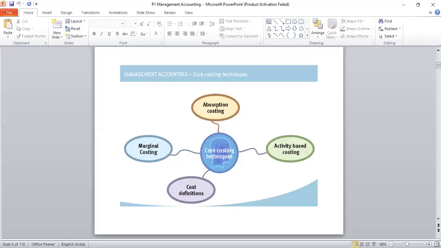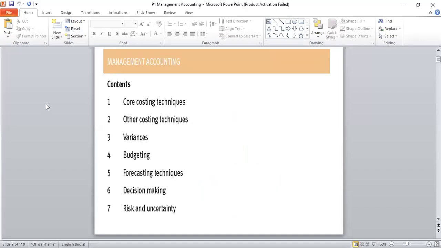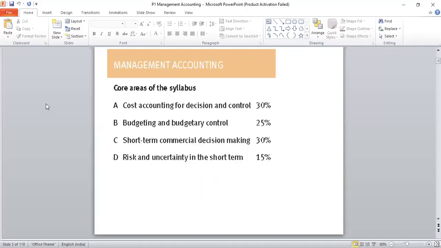Okay, let's look at what are the contents in this particular paper. Management accounting. The topics are given here. The core costing techniques, other costing techniques are there. Variances, budgeting, forecasting techniques, decision making, risk and uncertainty. These are the seven major areas which would be covered in your syllabus.